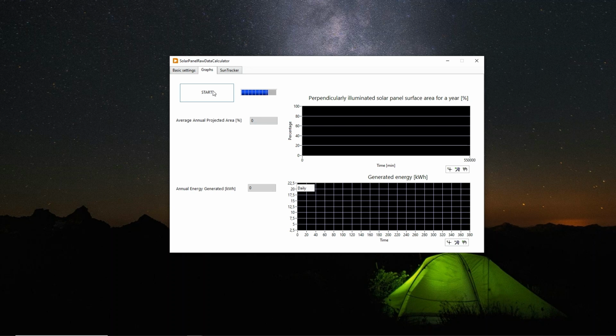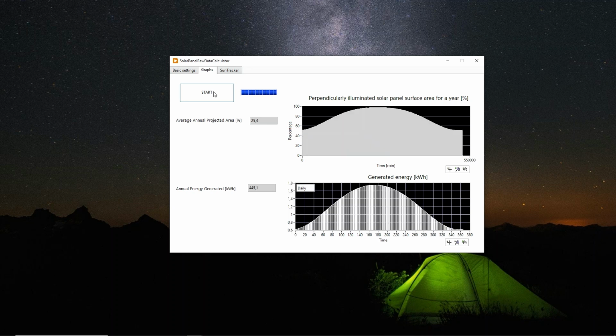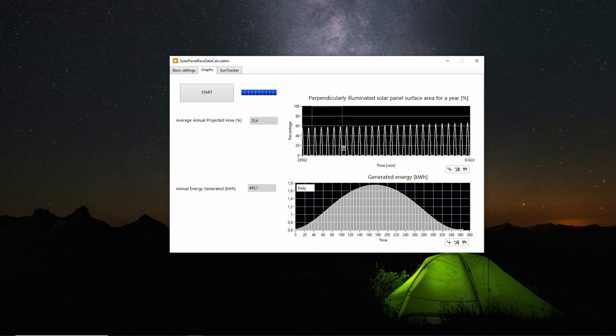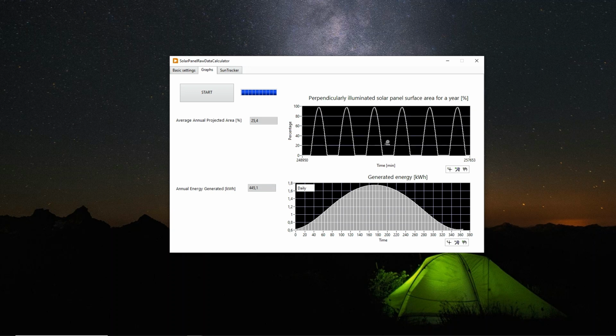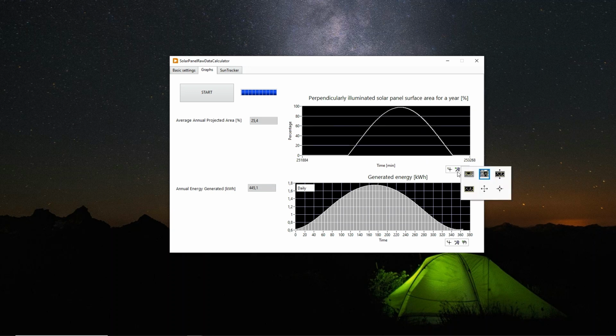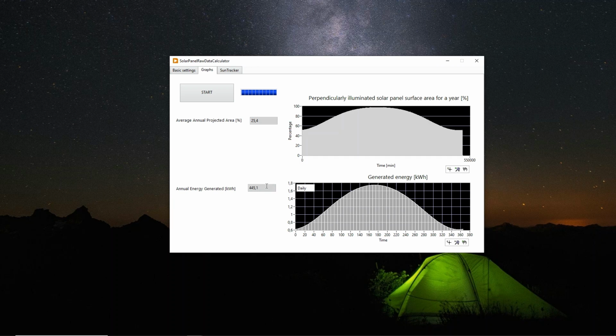On the first graph you can see the ratio of the perpendicularly illuminated surface area of the solar panel compared to the whole surface area of the solar panel. This calculation was done for every minute in a year. You can see here somewhere during the summer there is a moment when the sun rays hit the solar panels perpendicularly. On the second graph the generated energy is visualized.